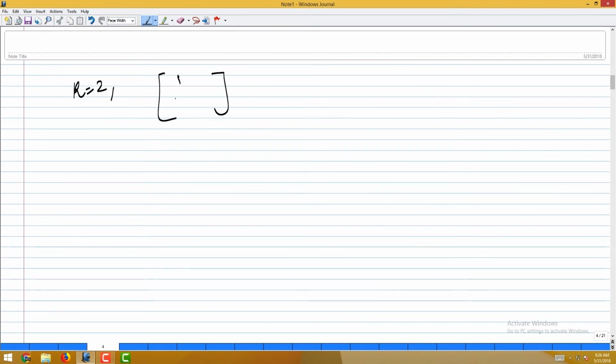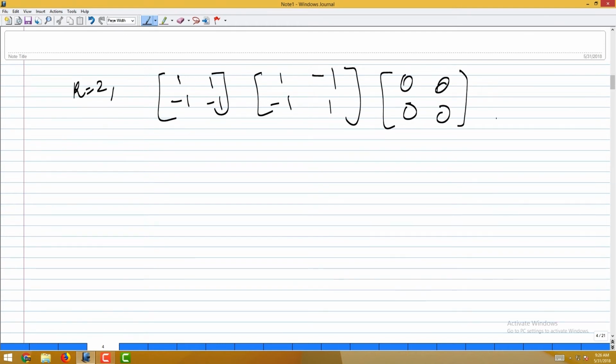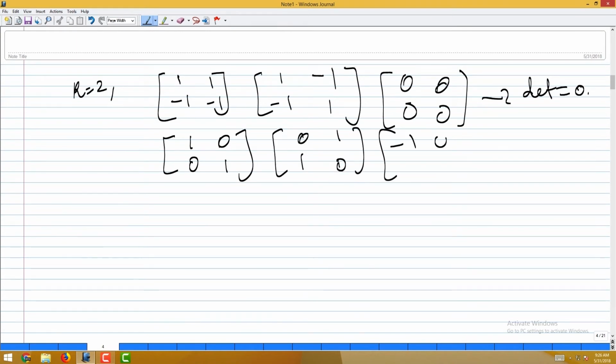So the 2 by 2 matrices can be of this form, 1 minus 1 minus 1 1, or all 0. In all these cases the column sum is 0, and the determinant also becomes 0. What are the other left out possibilities? I will have 1 0 0 1, 0 1 1 0, or minus 1 0 0 minus 1, or 0 minus 1 minus 1 0. These are the other possibilities for my 2 by 2 entries.